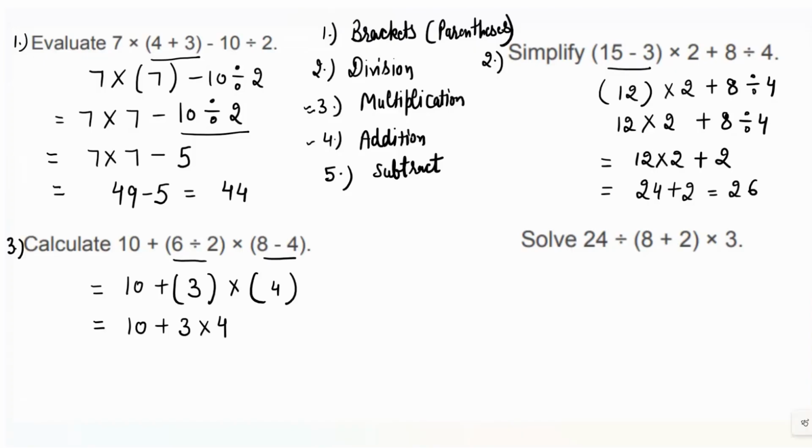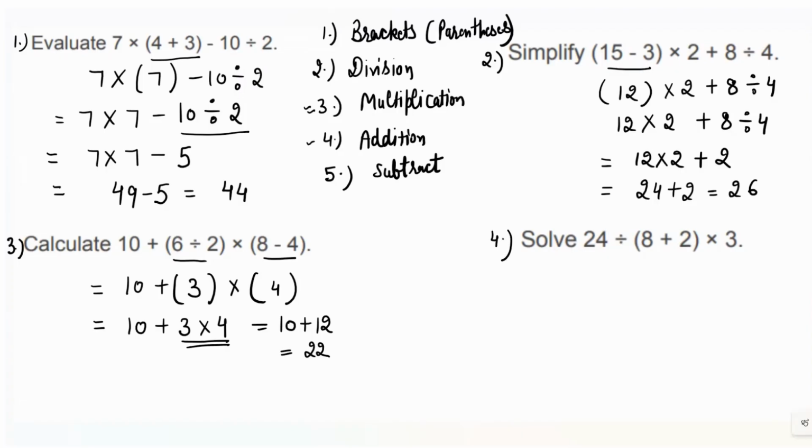Now we have addition, we have multiplication. So first we have to do the multiplication, because multiplication comes first, and then we have to do the addition. So we will solve this part first, which is equal to 10 plus 12, which is equal to 22. So that's the answer for question number 3.